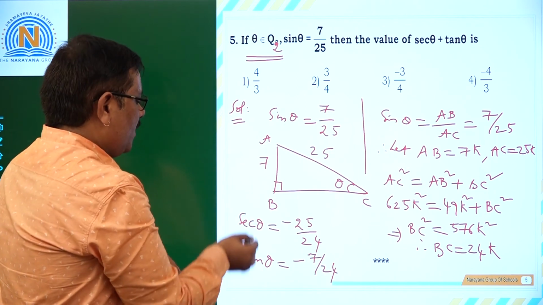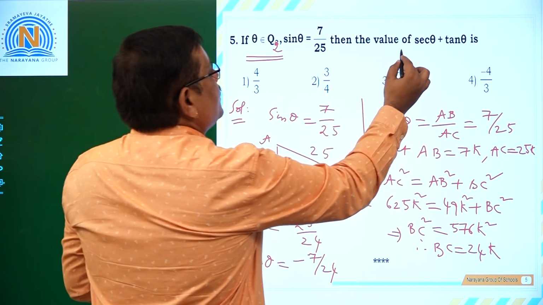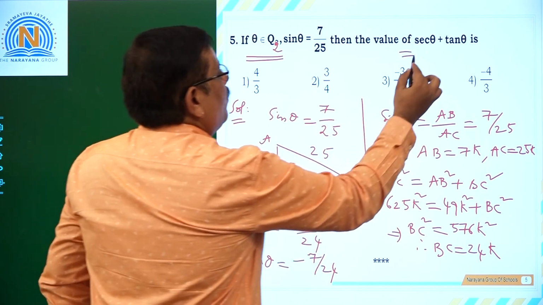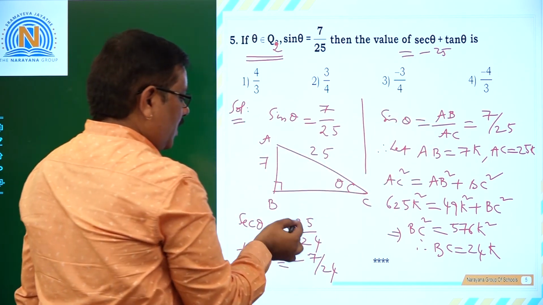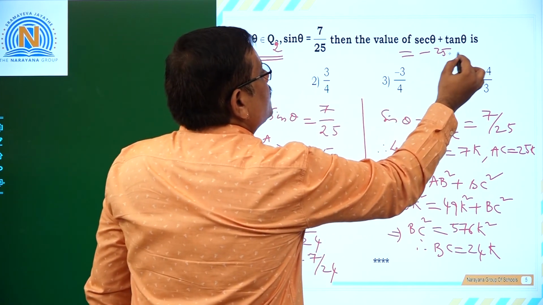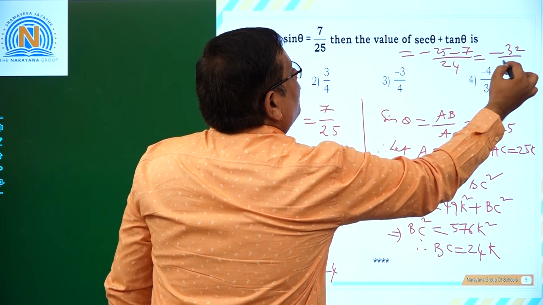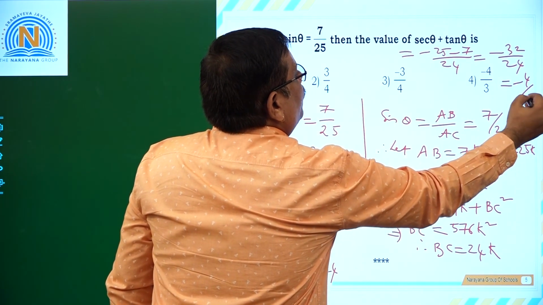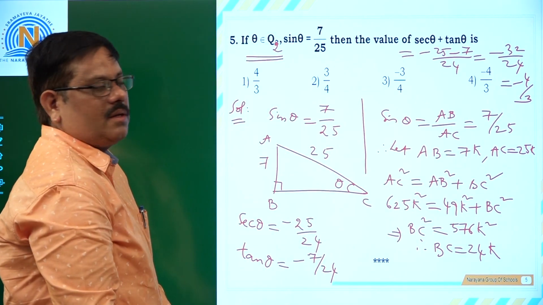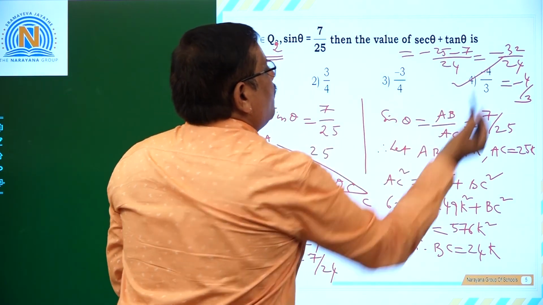Now he is asking us to find out secant theta plus tan theta. Secant theta plus tan theta is nothing but minus 25 by 24 minus 7 by 24. Both are like fractions. So simply minus 25 minus 7 by 24 we have to write. That is minus 32 by 24. That is nothing but minus 4 by 3. 4 8s are 32 and 3 8s are 24. Minus 4 by 3 is nothing but fourth option for us.